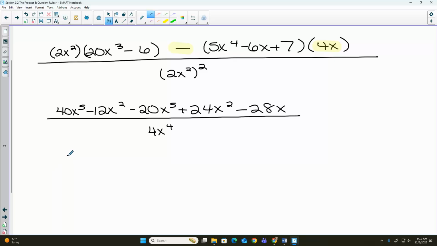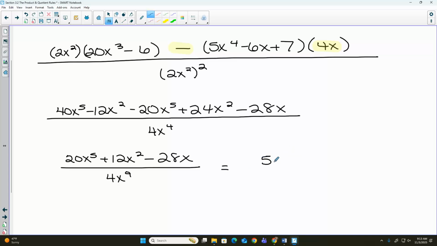Combining like terms, so 20x to the fifth, that's 12x squared minus 28x. What can I divide everything by? A 4 and an x, so if I take a 4x out of everything, I get 5x to the fourth plus 3x minus 7 over x cubed.